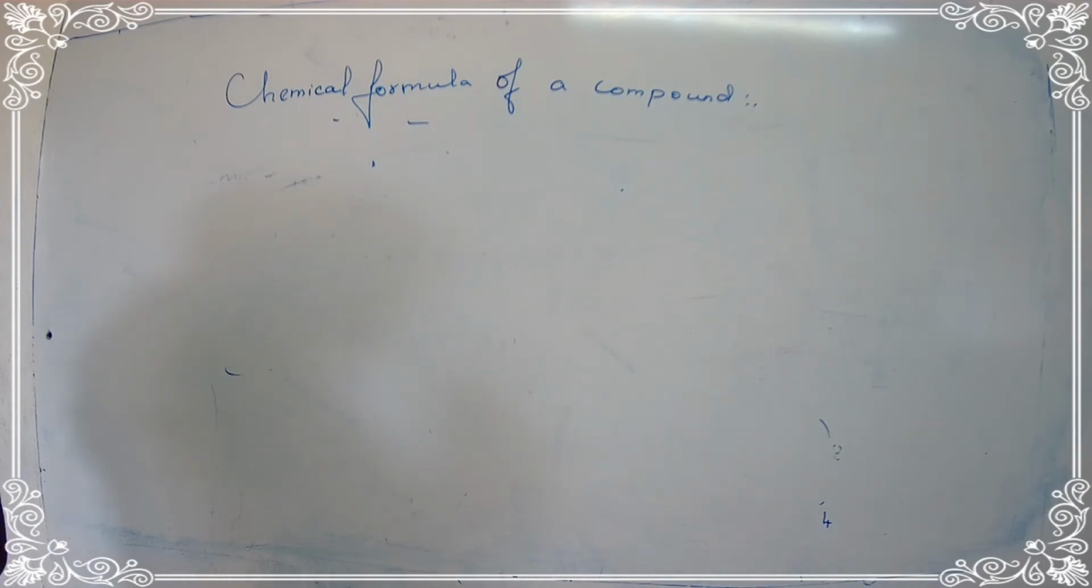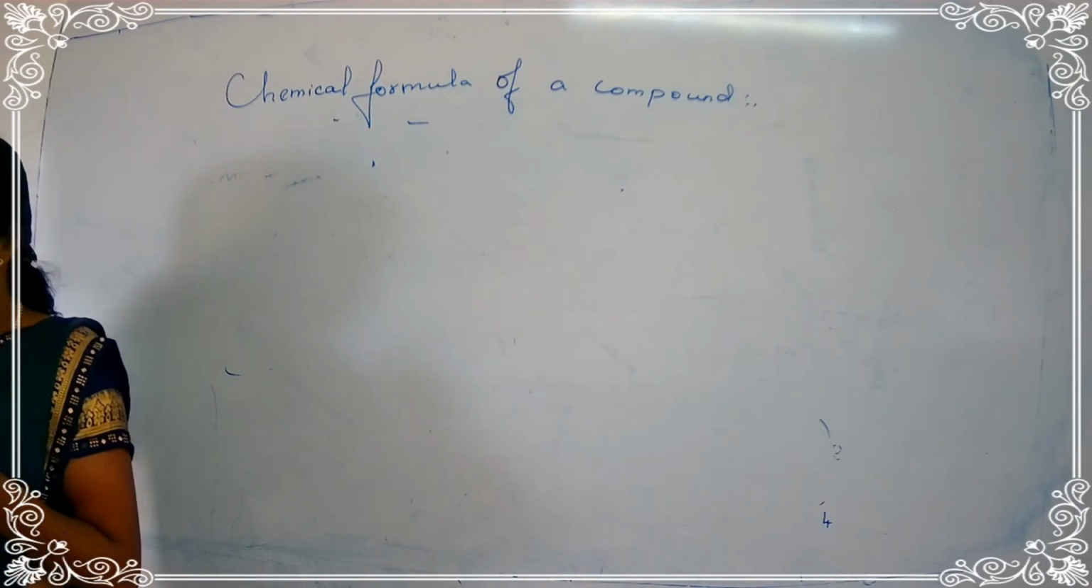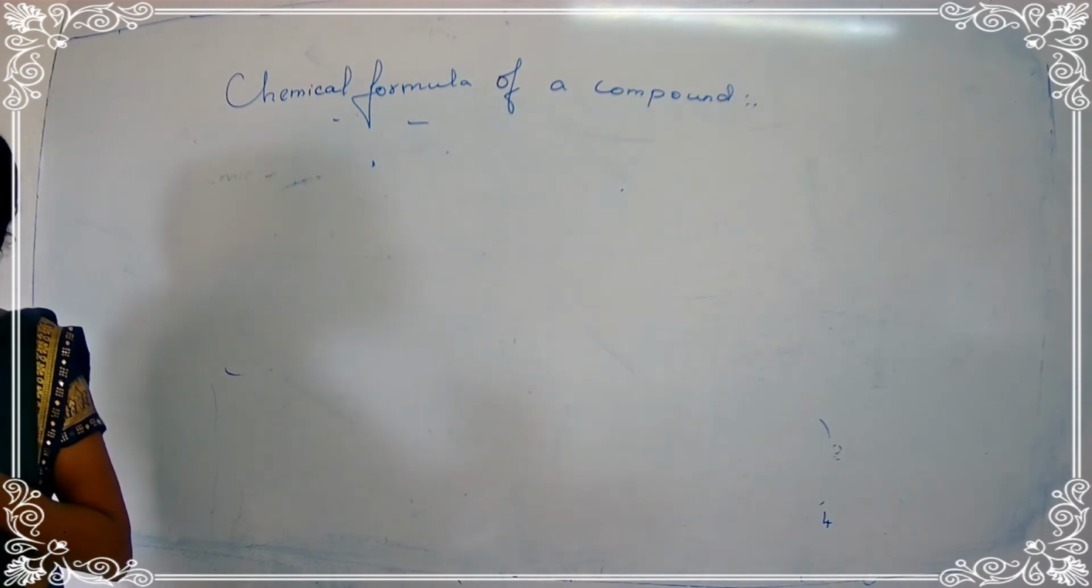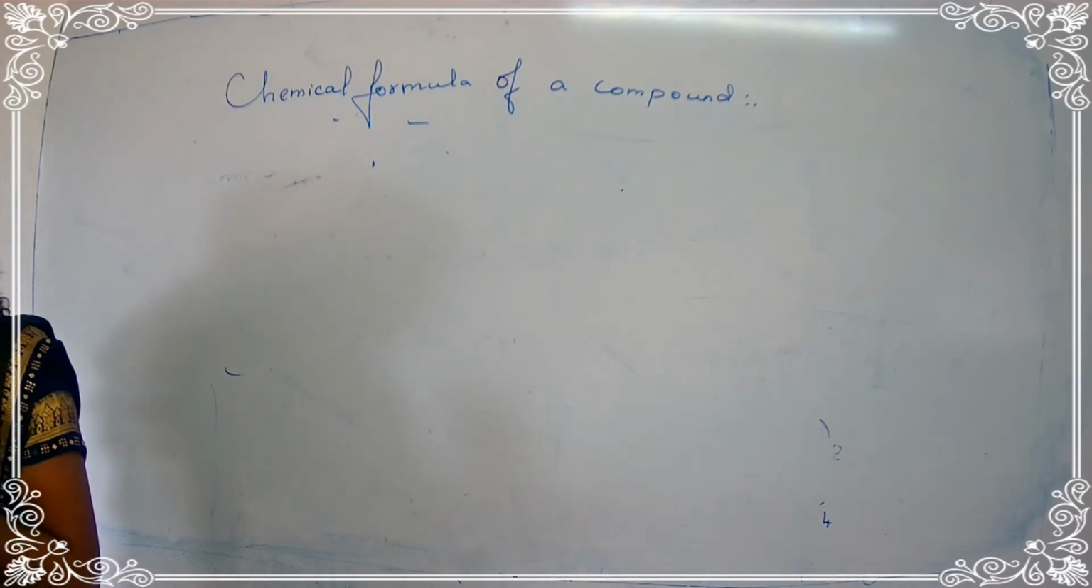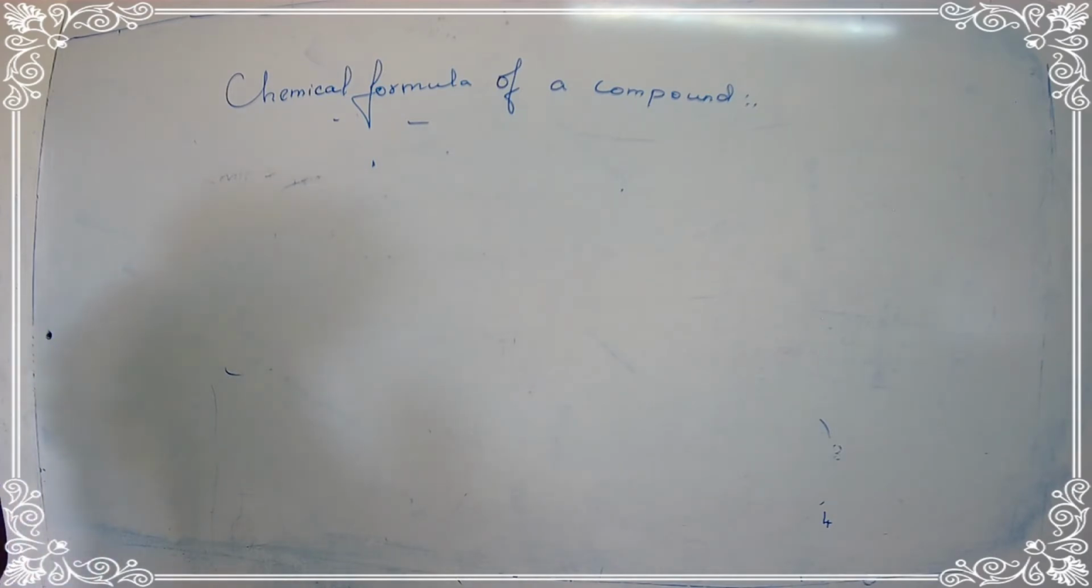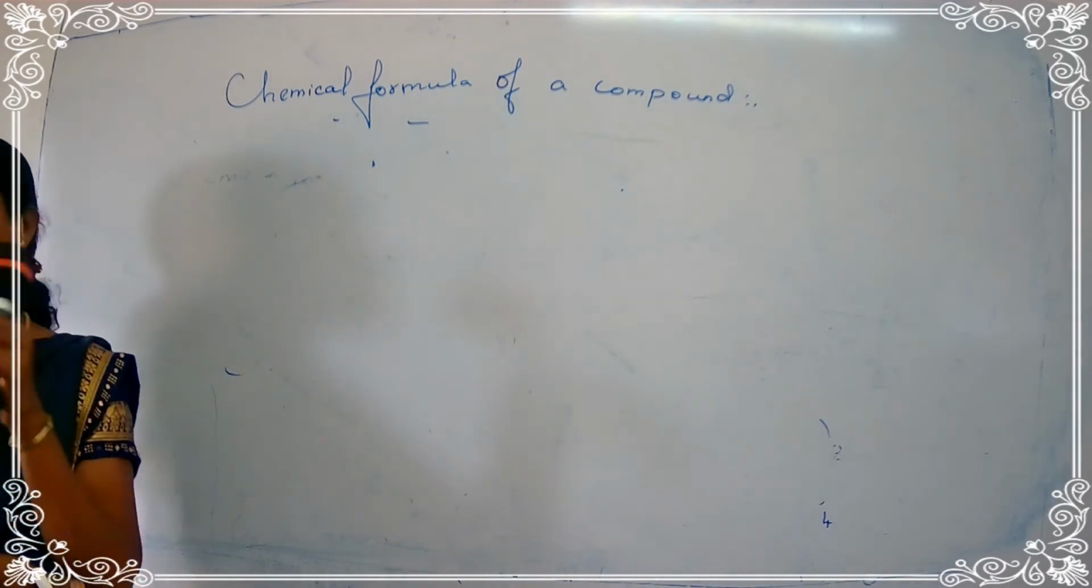So here, first point, write the symbol of the element present in a molecule side by side. ஒரு மூலக்கூறில் இருக்கும் தனிமங்களின் சின்னங்களை, symbols, சின்னங்களை அருகருகே எழுதுவது. Okay, so we write the symbols of elements present in the molecule side by side.